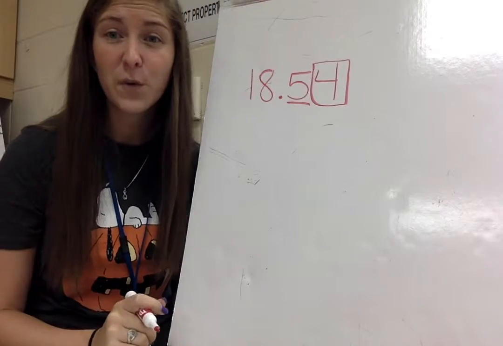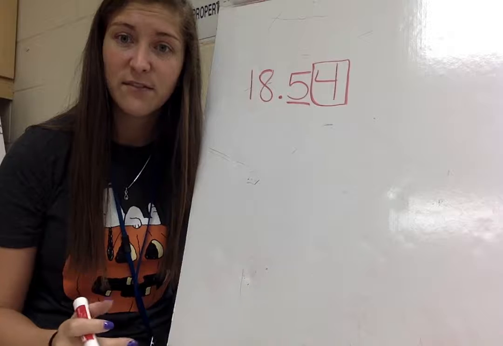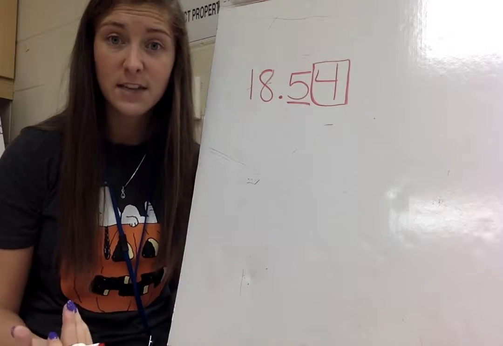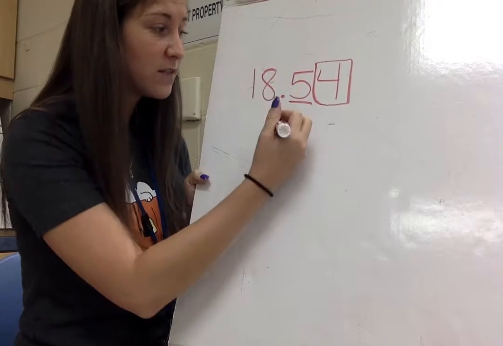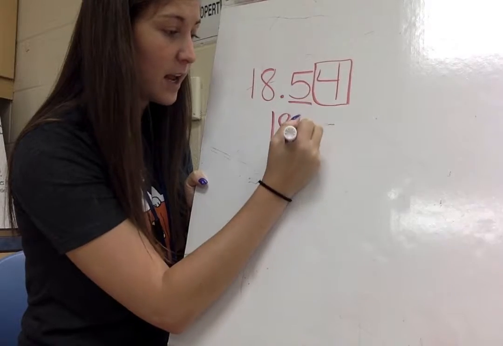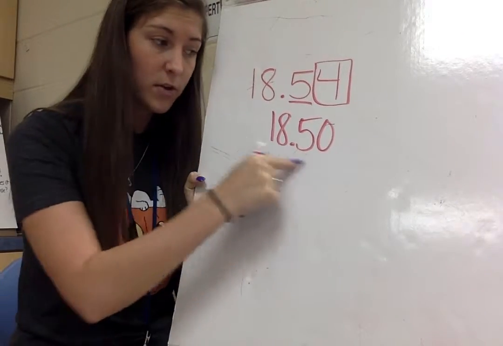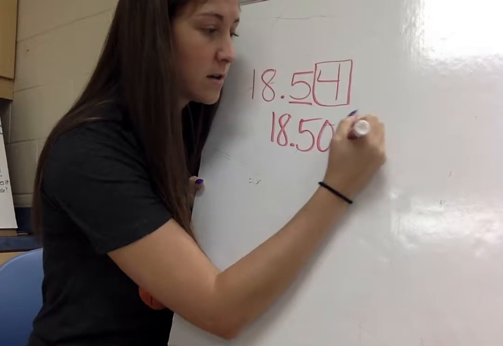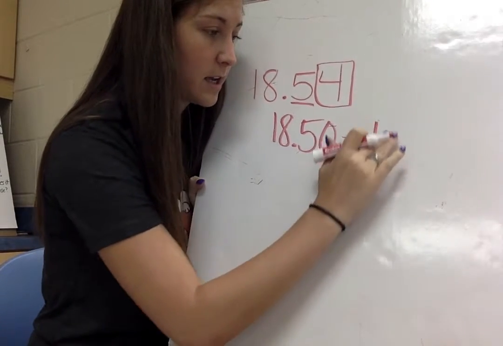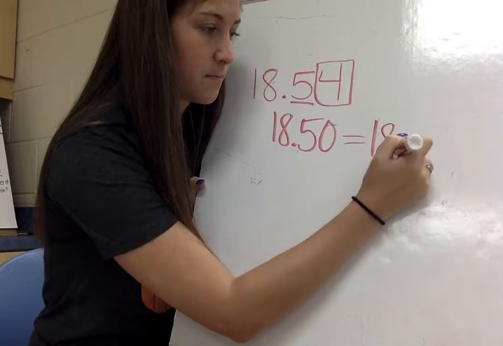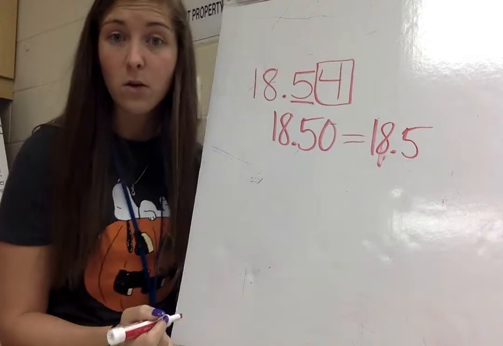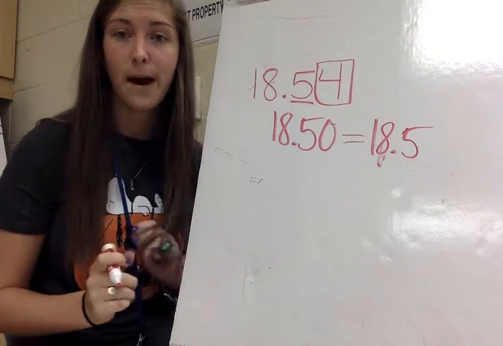Is 4 greater than 5 or less than 5? 4 is less than 5. So that means my 5 is just going to stay the same, and everything behind it is going to become a 0. Now, you can write it like this, or you can write it like this. They're both equal, okay? It doesn't matter which one you write.